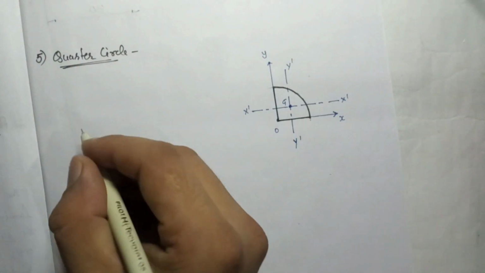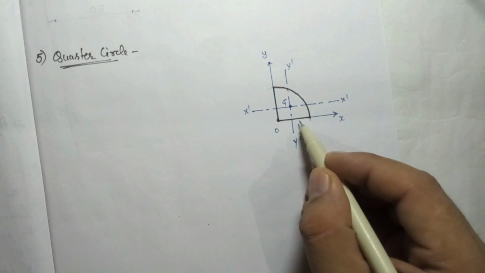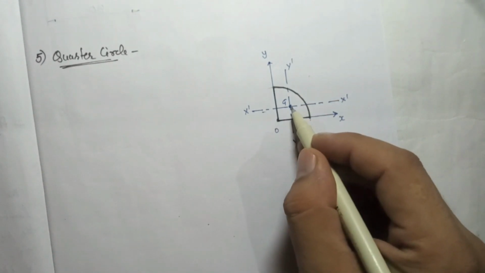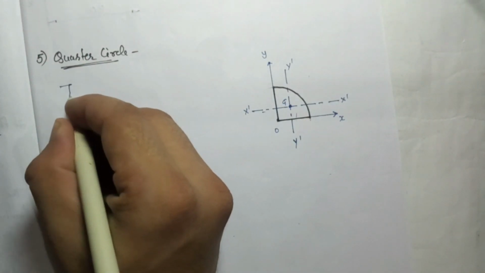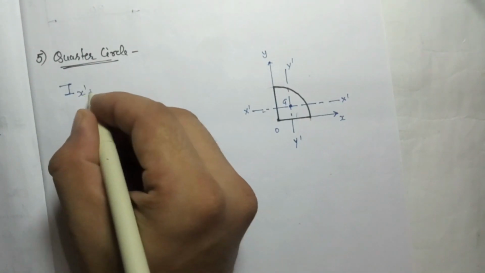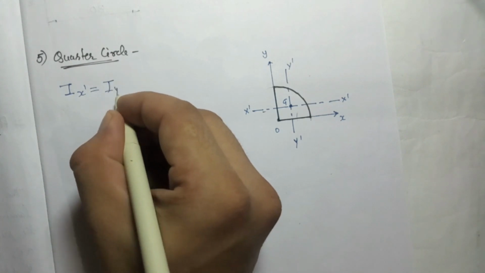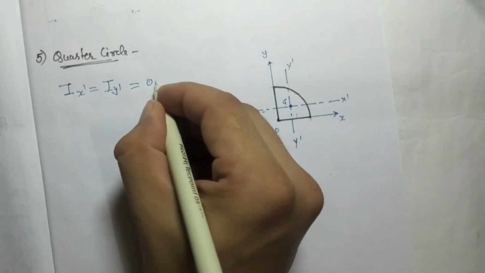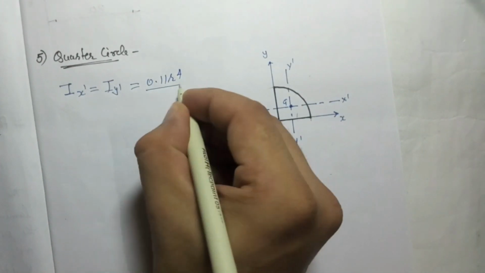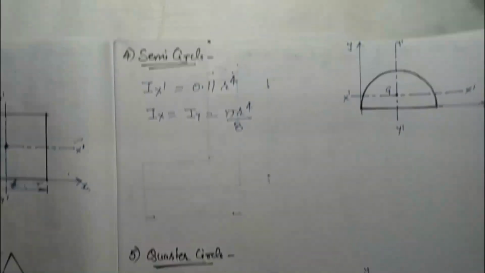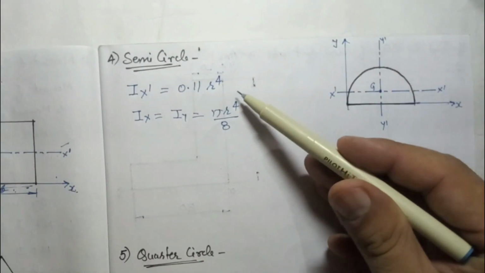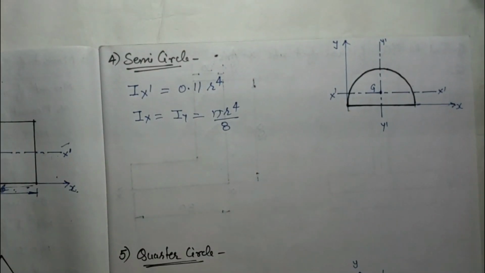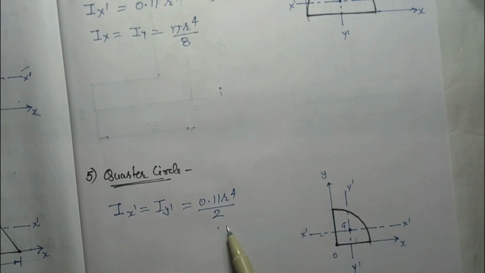Now in the case of a quarter circle, again this is the origin, this is the x-axis, this is the y-axis, and this is the x dash y dash axis passing through the center of gravity. Now in this case, the moment of inertia about the axes passing through the center of gravity, Ix and Iy, is the same, equal to 0.11 r power 4 divided by 2. If you compare it with the semicircle, it was 0.11 r power 4, here it is half of the semicircle, so that is why it is 0.11 r power 4 by 2.